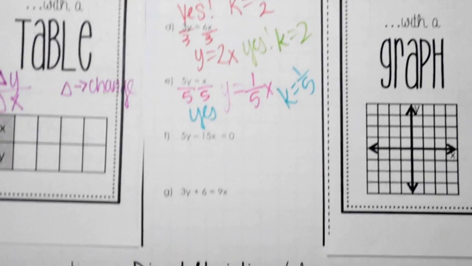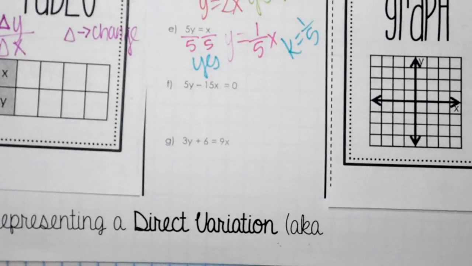Alright, I want you guys to try F. Get y by itself. If you want to do it on a sticky note to begin with, so you don't have to erase, just to make sure you're right, do it on a sticky note. If you want to do it on the bottom of your paper, do it on the bottom of your paper. But get y by itself.